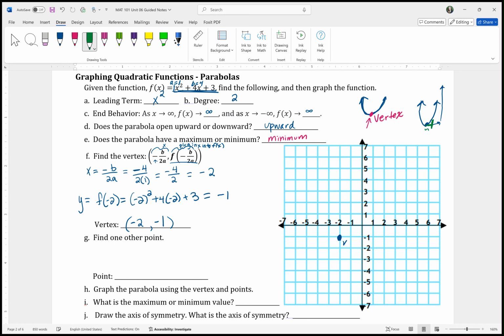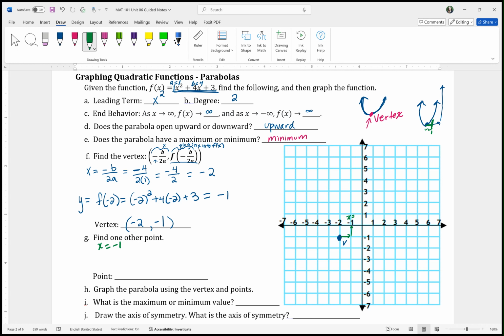So we want to know what number is 1 unit away from the vertex. So let's look at this. 1 unit away gives us the x value of negative 1. Okay, so one more time. Look at the vertex, go 1 unit to the right. You could go 1 unit left, that's fine too, but I always just go 1 unit to the right. So this is giving me the x value of negative 1.